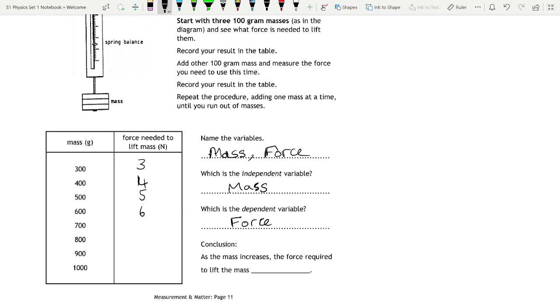So, conclusion, I asked you to have a think about that. As the mass increases, as you increase this, what happens to the force required to lift the mass? Yeah, it just increases, or becomes greater, is fine too. So as you increase your independent variable, the dependent variable increased in that one. Okay?